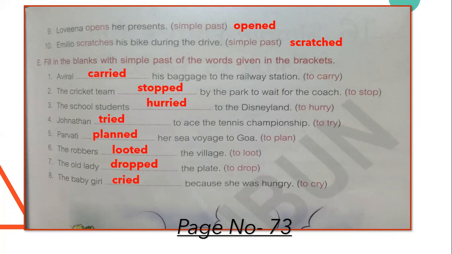Aviral carried his baggage to the railway station. The cricket team stopped by the park to wait for the coach. The school students hurried to the Disneyland. Jonathan tried to ace the tennis championship. Parvati planned her sea voyage to Goa. The robbers looted the village. The old lady dropped the plate. The baby girl cried because she was hungry.